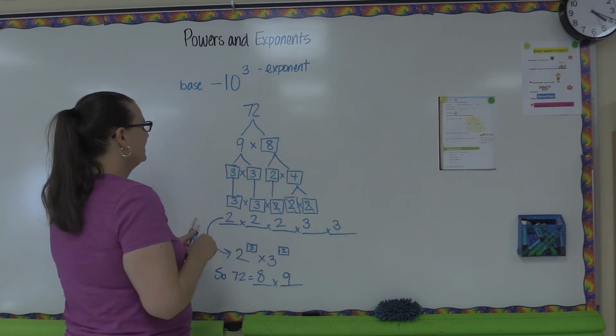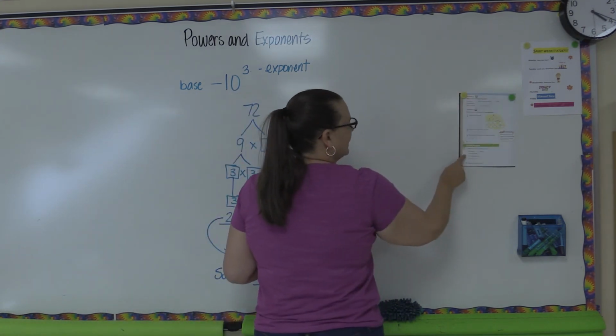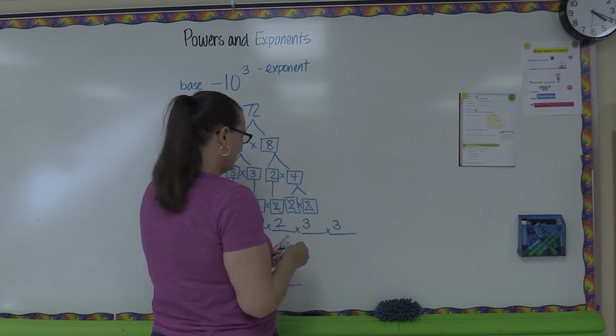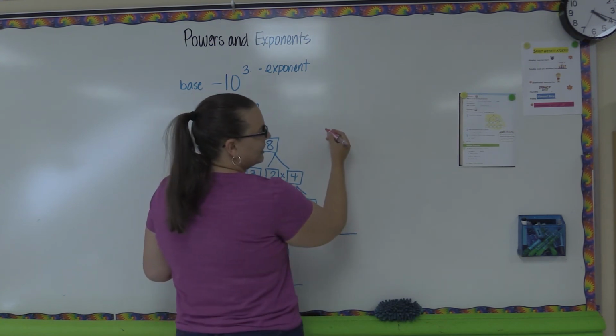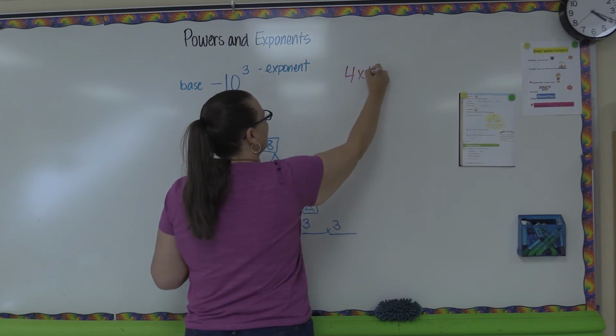They're asking us to do this again. So I'm going to come over here, move this over just a little bit, and we're going to tackle the guided practice at the bottom down here. Here is another problem. They've given us 4 times 4 times 4 times 4. So here we go again.